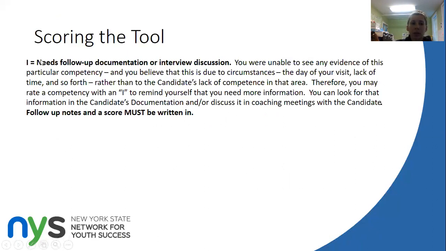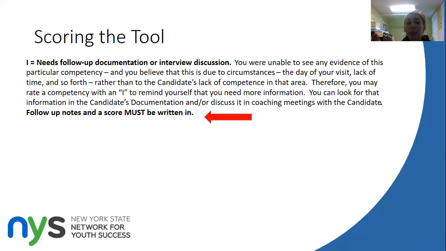There also is an I for scoring the tool. I says that there needs to be follow-up documentation or an interview. So typically these are where you have your question marks on your tool. But while you're observing, if you plug in an I to remind yourself that you need more information, you might find this information in the candidate's documentation. So if you're looking in the portfolio or resource file, or it might be something that you need to interview the candidate about.